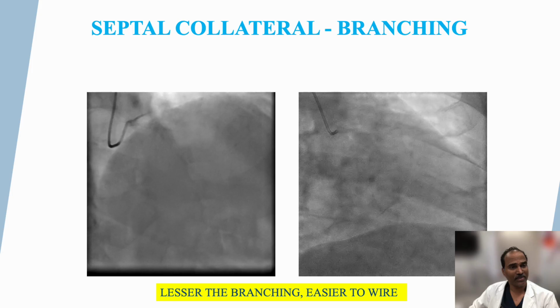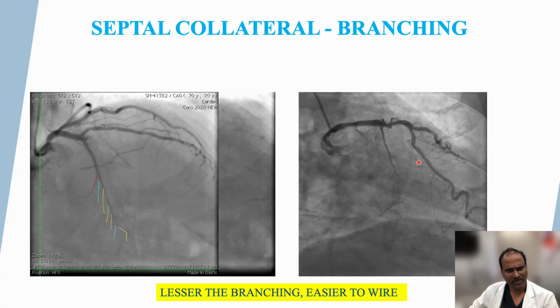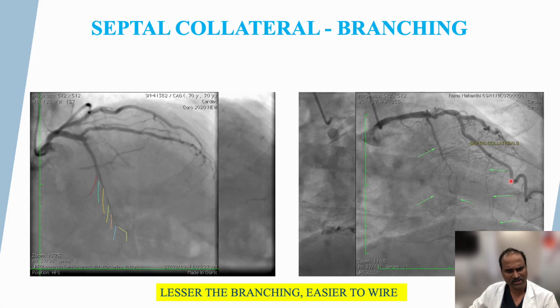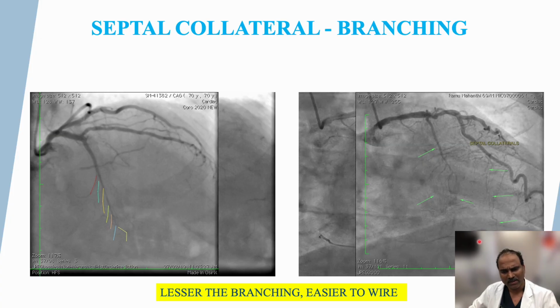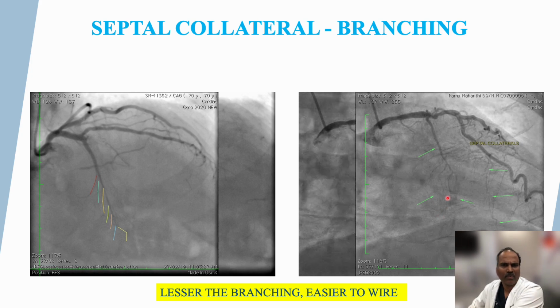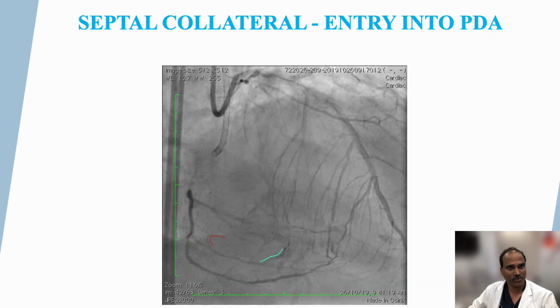And coming to the branching of the septal, if you have multiple branches, it is difficult to navigate the wire. Instead, if the septal collateral is single without many branch points, it's quite easy to navigate than this branched septal collateral. You can see the same thing here. It's a non-branching but loopy collateral, but we were able to cross without much issue.